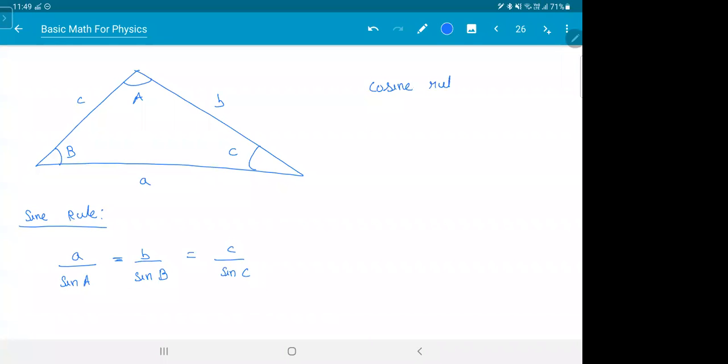And we also have something called the cosine rule. Cos A is b square plus c square minus a square by 2bc.